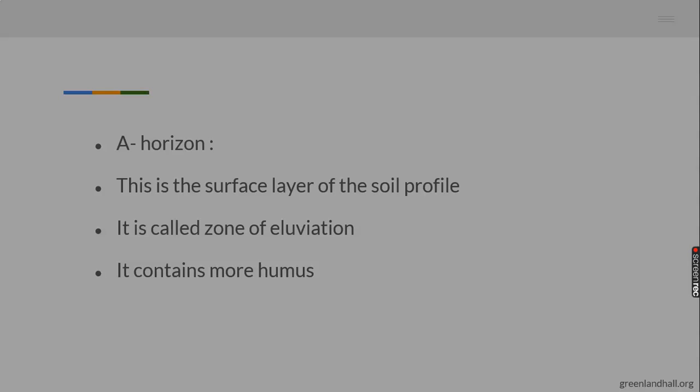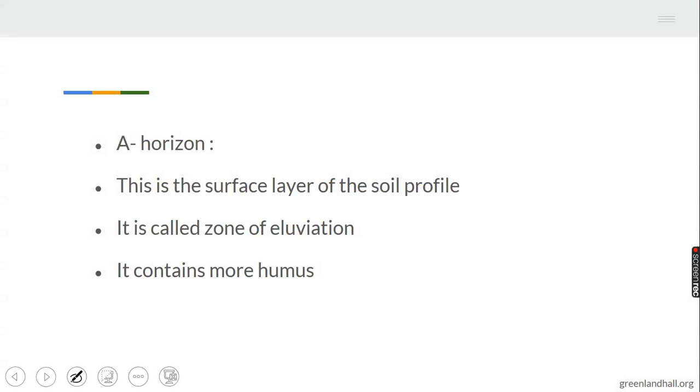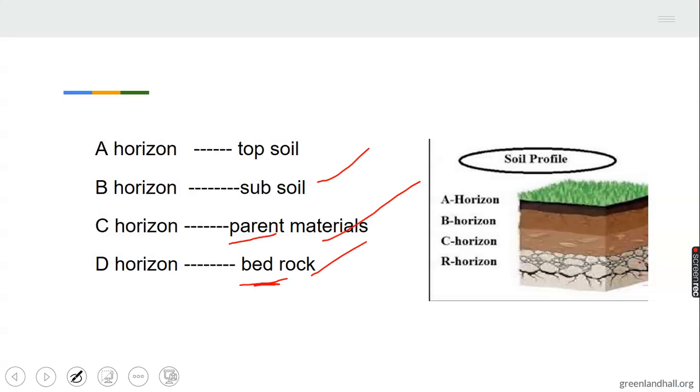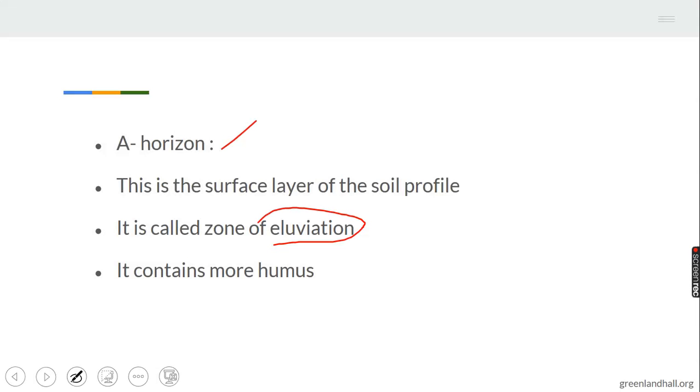Let's quickly look at each of the horizons. Horizon A is the surface layer of the soil profile, and it is also called the zone of elevation. Take note of this word. It contains more humus. That is this layer, horizon A. The surface layer, the first layer, called the zone of elevation, contains more humus.